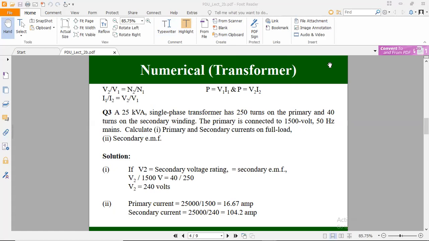We start today's session with the numericals of distribution transformer. In the previous session we discussed numerical number 1 and 2, and today we continue the session with numerical number 3 of distribution transformer.